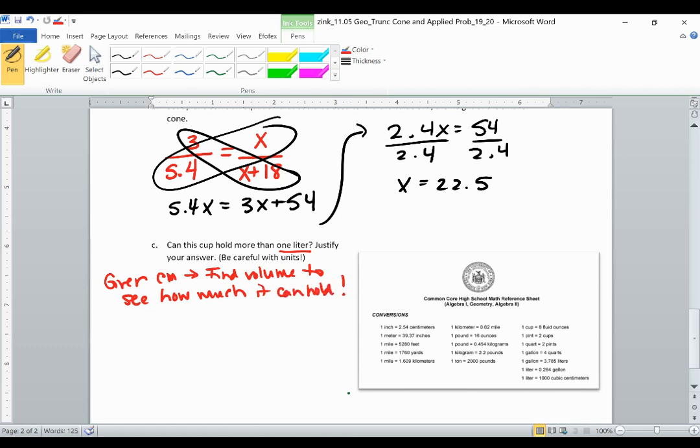All right, so to find the volume of our cup, we need to take the volume of the whole cone minus the volume of your small cone.